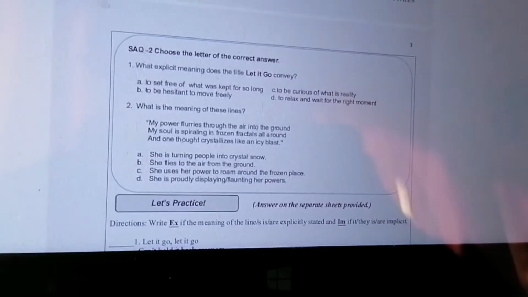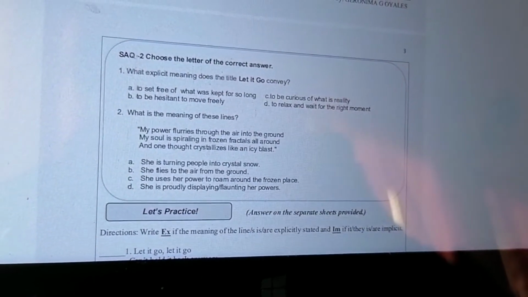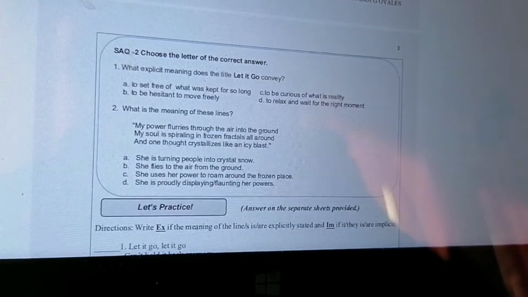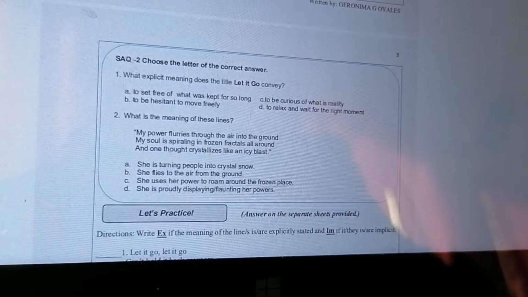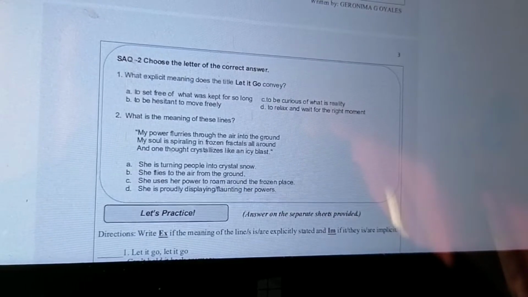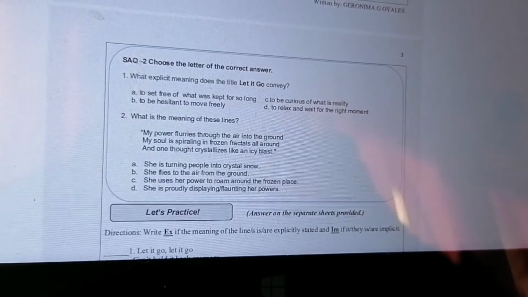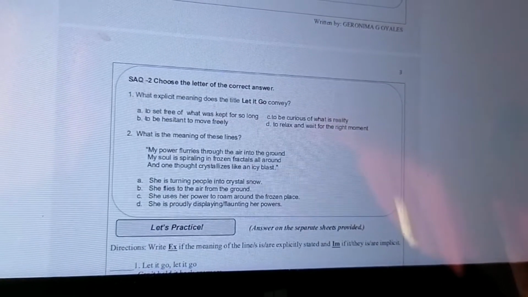B, to be hesitant to move freely. C, to be curious of what she is really. D, to relax and wait for the right moment. So if your answer is D, then you can only write the letter of the correct answer. Do not anymore copy everything. Again, to all the students, do not write everything.